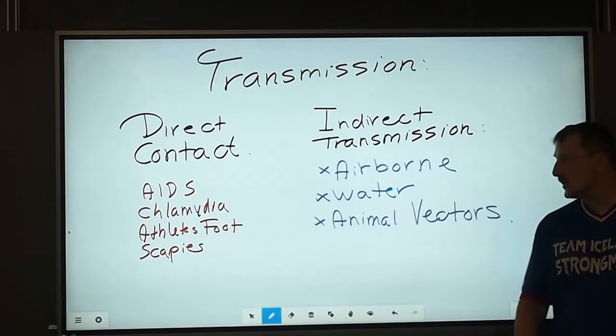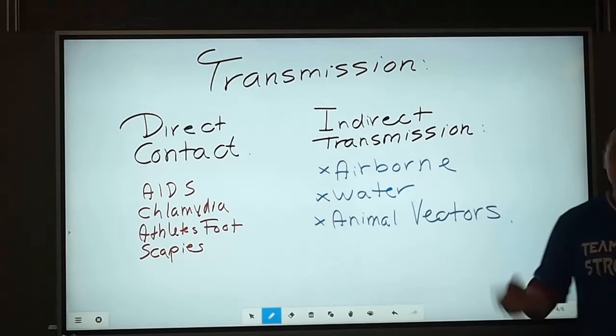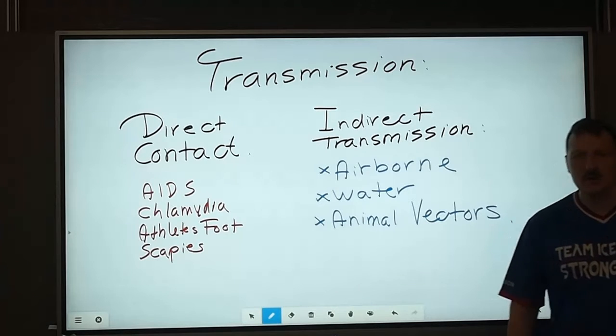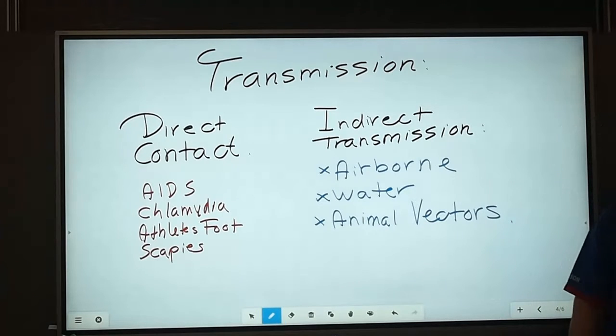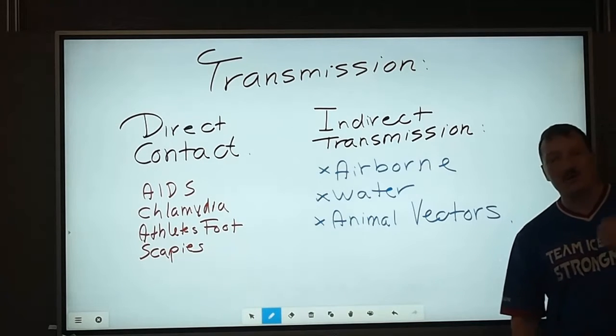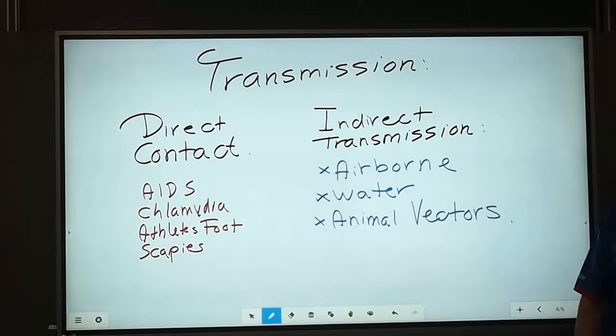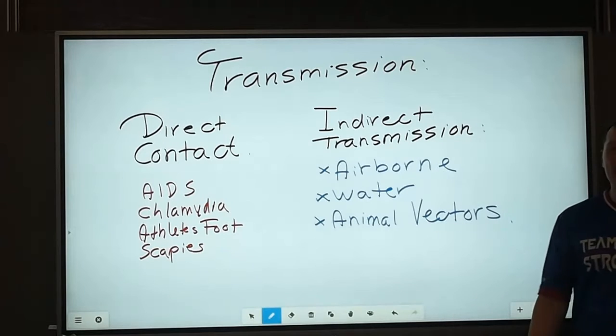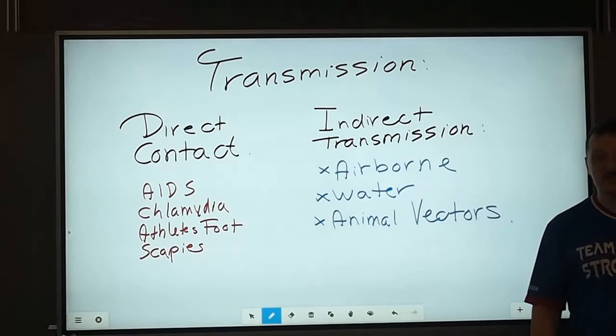And then we have animal vectors. It's not mentioned a lot in the book, but it's quite important that stuff like mosquitoes and flies can transmit diseases. For example, malaria is transmitted by a mosquito. Other diseases are transmitted by flies. So quite a few diseases have animal vectors spreading them.